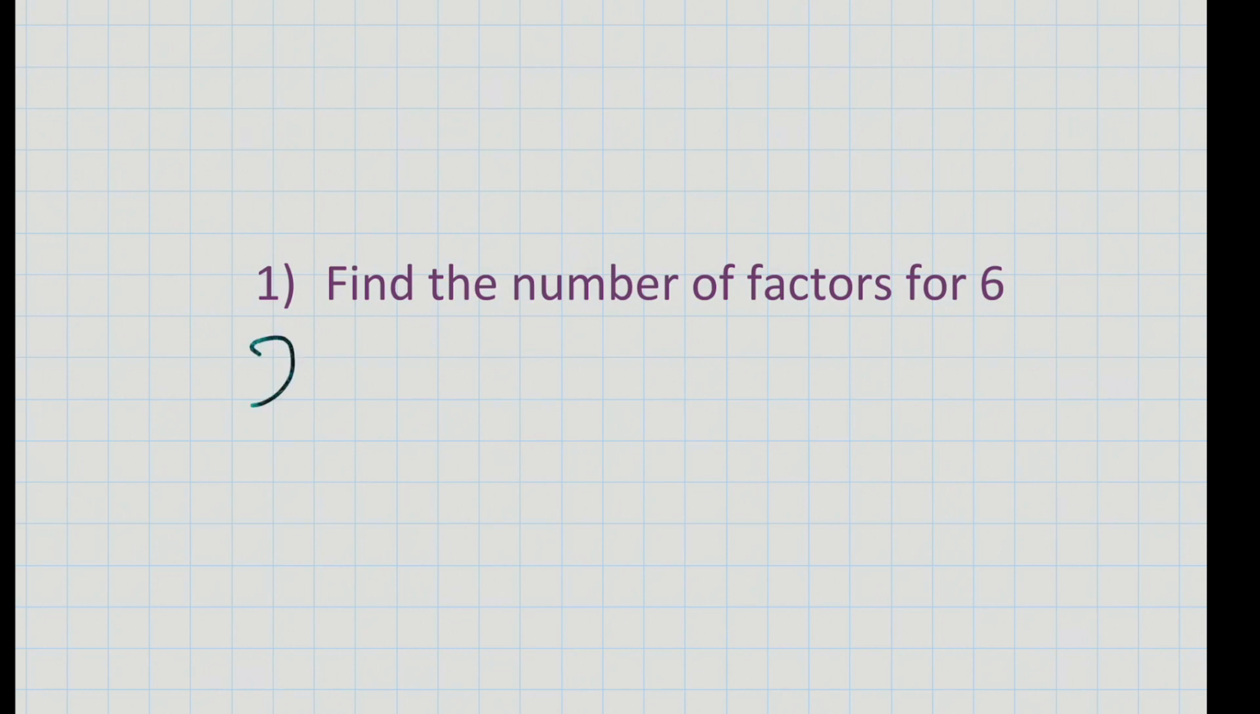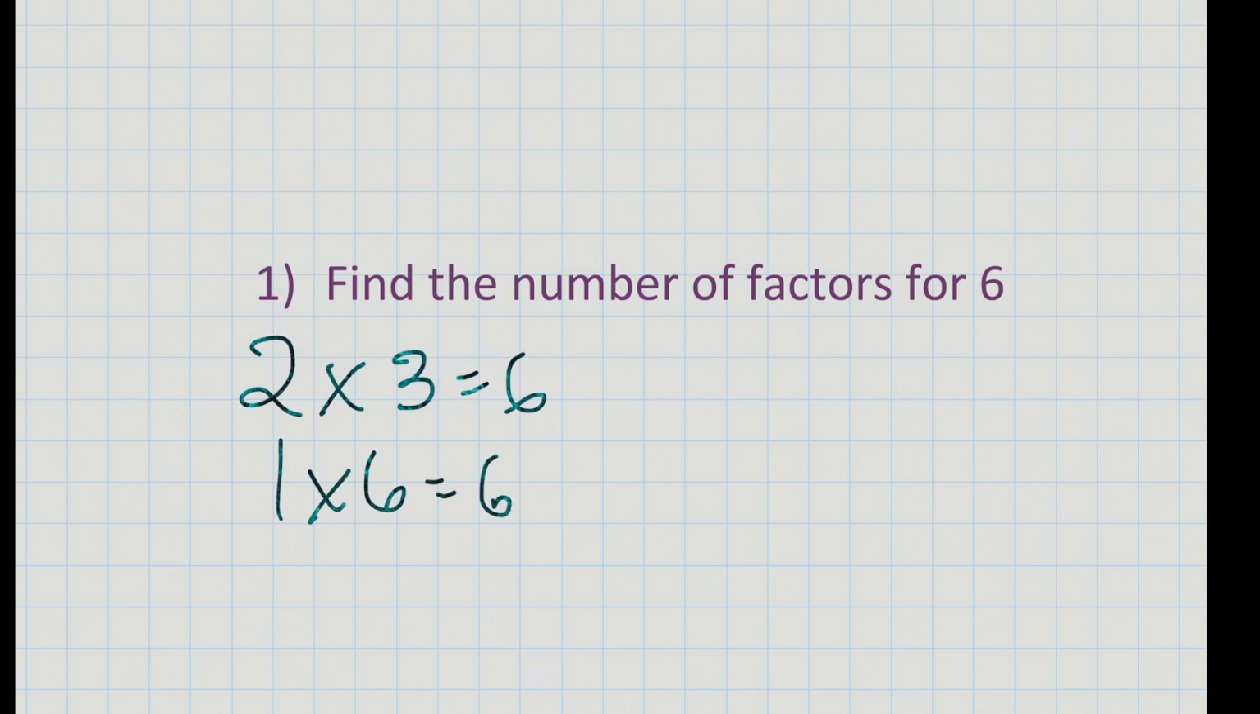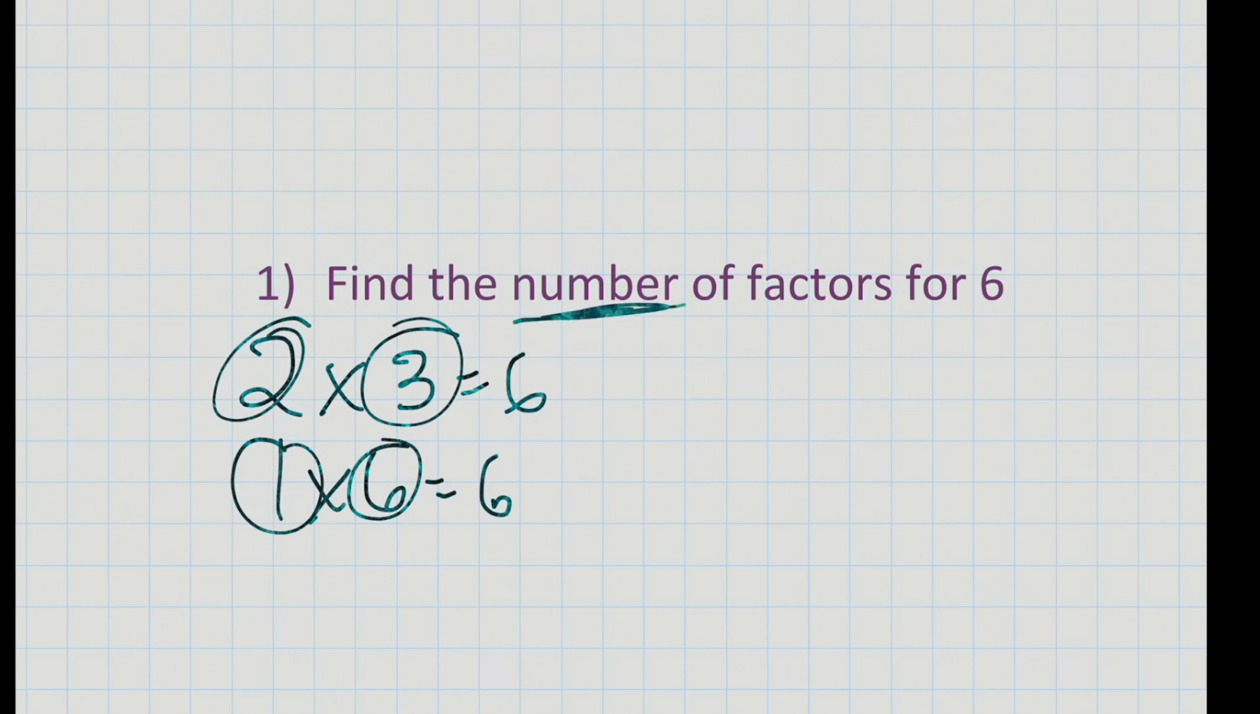Well, as you know, many people just do 2 times 3 equals 6, 1 times 6 equals 6, so then 1, 6, 2, 3 are all factors. But you have to read the question carefully. The number of factors, not what are the factors, so the answer is 4. But that's not the real technological and systematic way to do this problem.